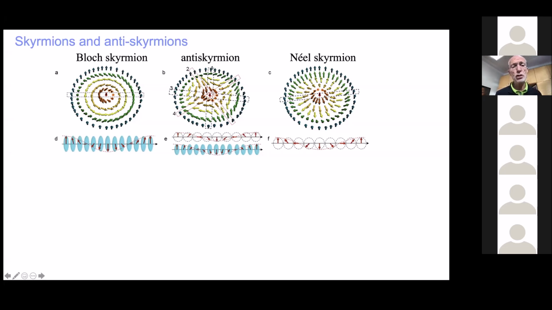On the other hand, a Bloch skyrmion on the left-hand side looks similar, but here the magnetization rotates from outside up to inside down in a plane which is perpendicular to the radius. And this is the type of skyrmion that was originally first observed by Christian Pfleiderer in manganese silicon, originally by neutron scattering, and subsequently was observed in iron germanium by Tokura and his collaborators by using Lorentz transmission electron microscopy.